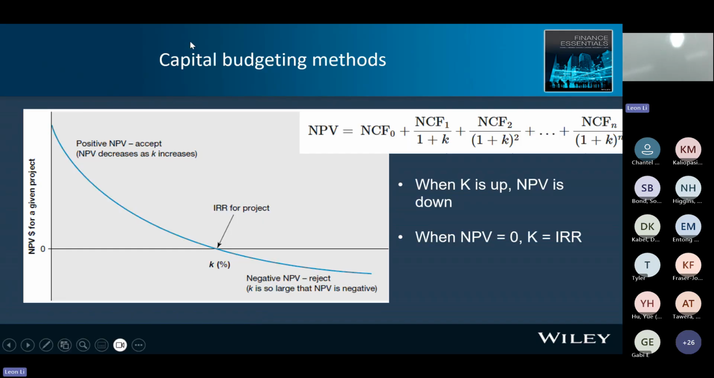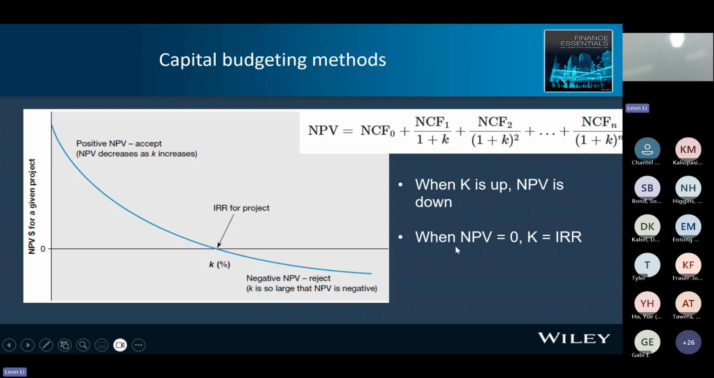So this is our graph. So you can see this is our NPV formula, right? Then I have the graph. The vertical line is NPV of the project. Horizontal line is our K. And you can see their relationship is negative. That means one is up, the other one is down. The idea is simple. K is here. So when K is up, NPV will go down, right? So we have a negative curve, right?